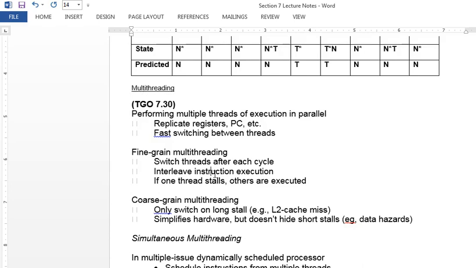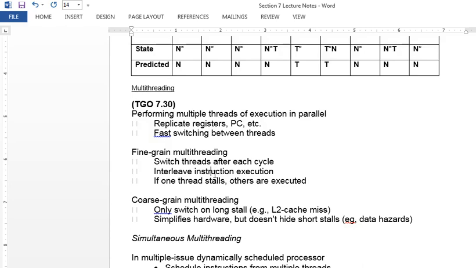Now, with coarse-grained multi-threading, you're only going to switch on a long stall, so anything involving a level 2 cache or higher. If I'm going to a level 1 cache miss, it's not really going to be that long because we know it's short. But remember, going back to average memory access time, the higher the cache level I have to go to, the longer the miss is. So if I get a miss, while I'm handling that, I can allocate the processor to another thread, and then it updates. And then the moment another L2 cache miss occurs, you can switch the threads back. So only switching on long stalls, for example a level 2 cache miss, simplifies hardware.